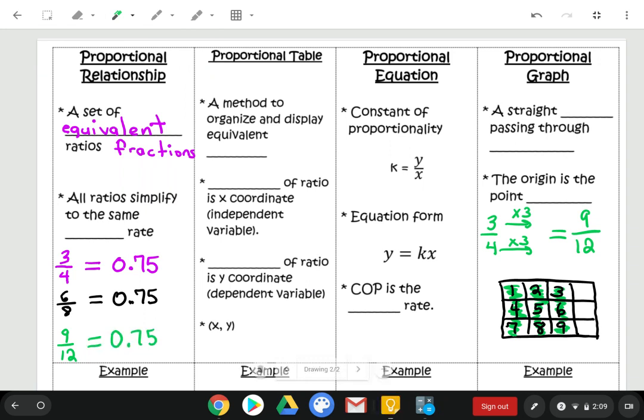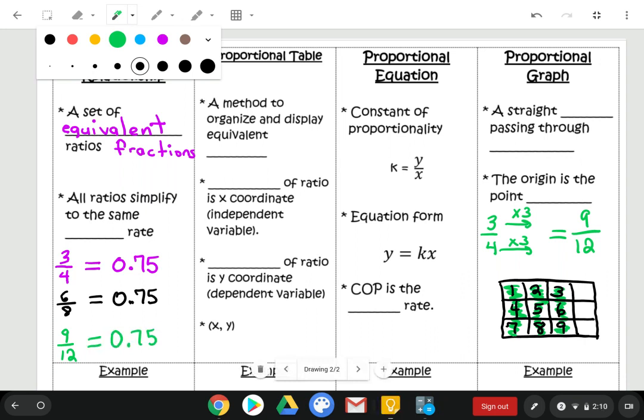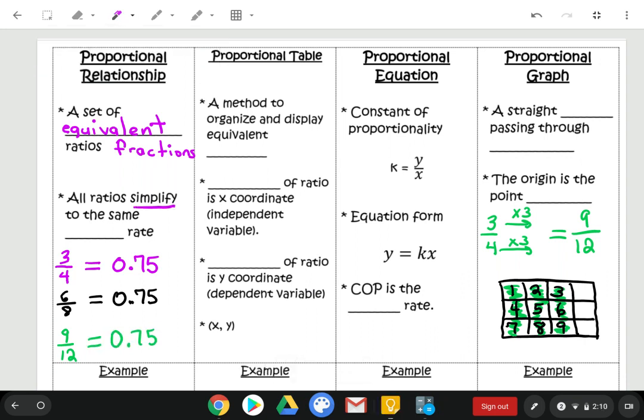What I need you to see here, guys, is that even though we have fractions that look different, 3/4, 6/8, 9/12, they look different. But when we do the division and simplify these fractions to the same unit rate, we get the same number, 0.75 every time. So if you have a proportional relationship, all your fractions will simplify to the same unit rate.